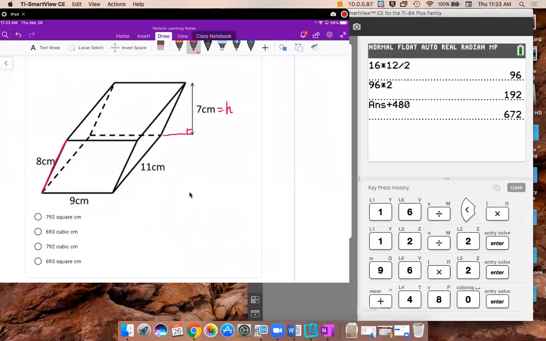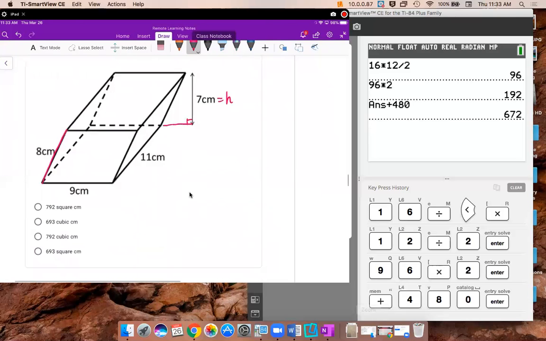So are we trying to do volume? Yeah, the volume of this thing, you do the area of the base, which in this case is 9 times 11, and then you multiply that by 7. So if I do 9 times 11 times 7, this becomes 693 centimeters cubed. Oops, that was wrong. Make sure you choose the one that says cubic centimeters because we're working on volume.